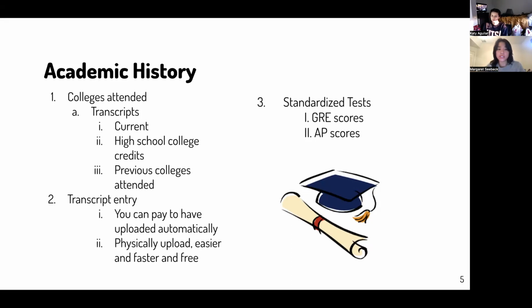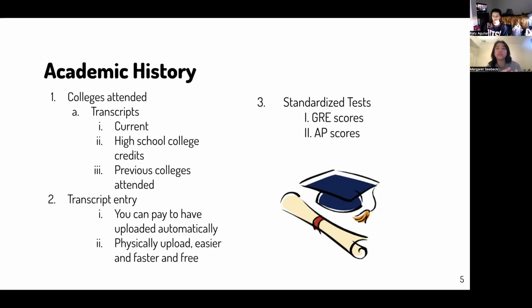And then the third part of this section is the standardized tests. So your GRE scores and then AP scores. So this is where you're going to put the score you get on the GRE. It's just really simple. You just put like 150 or 155 for your verbal, and then for your math, and then your writing score.